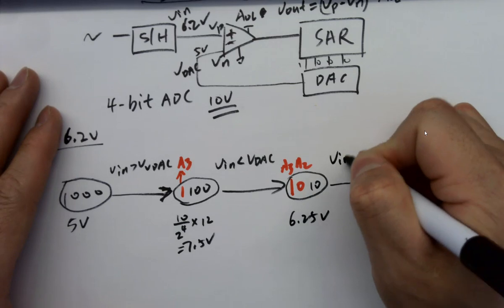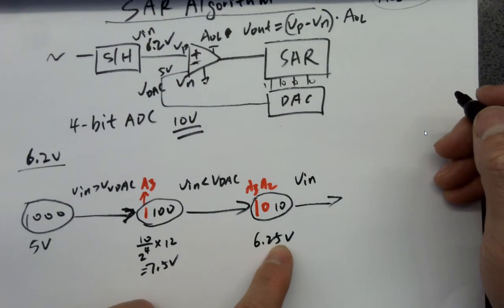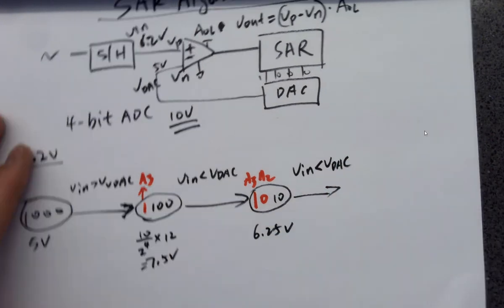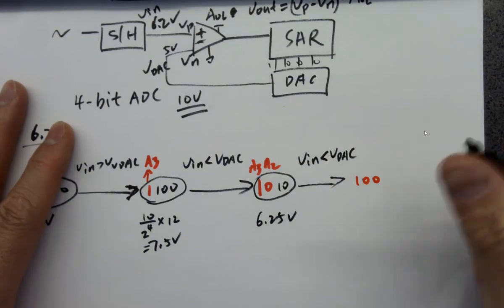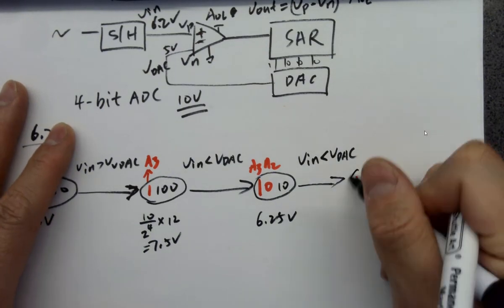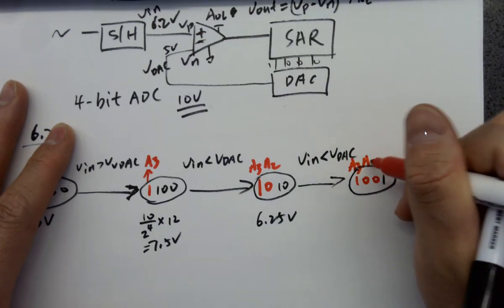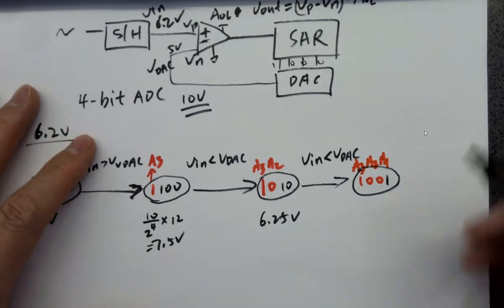So Vin is what? Vin is 6.2, and VDAC is this. So Vin is still smaller than VDAC. So we're expecting what? 1, 0, 0, 1. This is A3, A2, A1 for these bits.